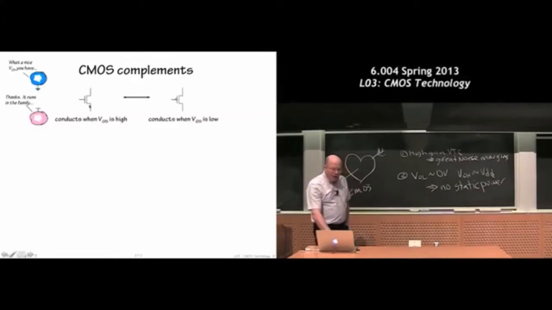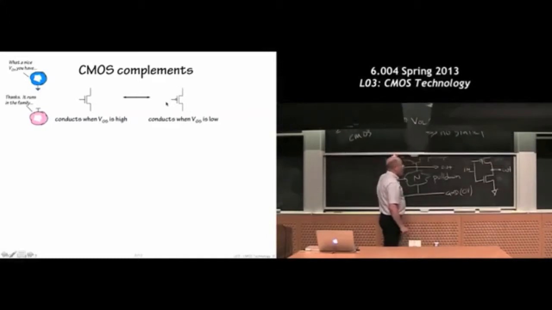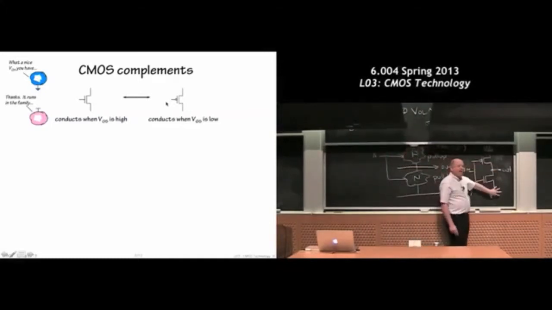So an N-channel device conducts when its input is high, the gate is high. The P-channel device conducts when its input is low, so I can put them together in an inverter. These are complementary circuits. When one conducts, the other doesn't.